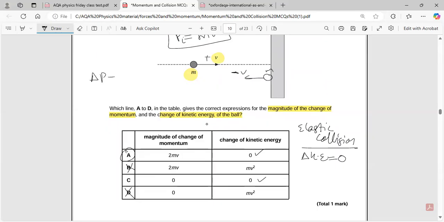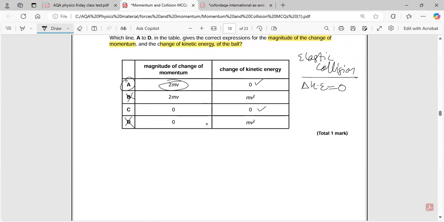How? Change in momentum is final minus initial. Final is minus mv and initial is mv, so this is minus mv minus mv, which is minus 2mv. Again, the negative sign is ignored because it is part of direction. So the magnitude is 2mv.